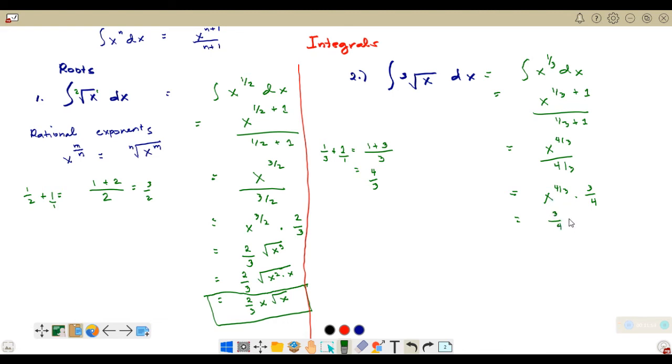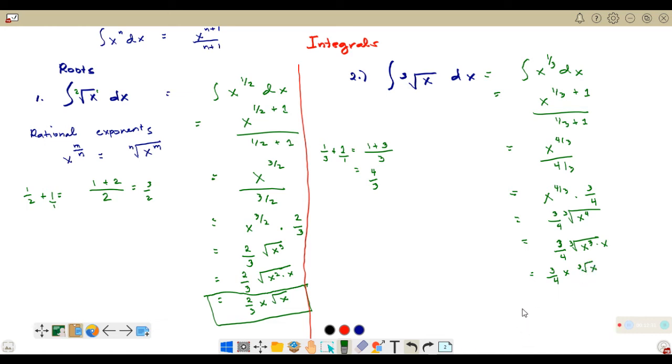Tapos meron pa ba tayong may extract na root dito? Meron pa. Kasi cube root of x raised to the 4th power is equal to 3 over 4 cube root of x cube times x. Do not forget to write your index here. If you forget to write the index here, mali na yung buong sagot. Kasi ang kinukuha natin ay cube root. Then we will end up with 3/4 x cube root of x.